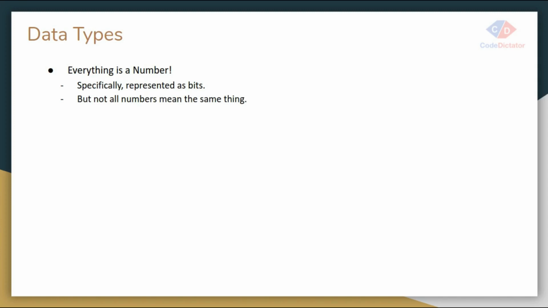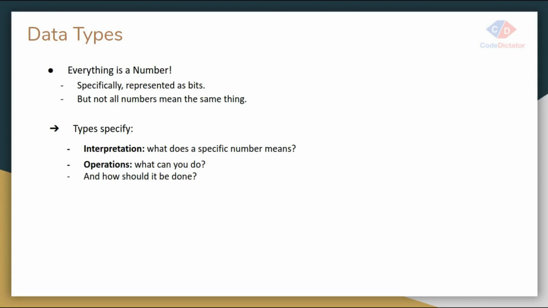Some numbers can be plain numbers, some might be letters, or others might be the location of data in computer memory. Types of number means how to interpret those numbers. It tells how Java assigns meaning to those ones and zeros in memory. So while interpreting, it will specify the meaning of that number, and we can perform some operations with that type. Operation means what we can do with that type and how it should be done.